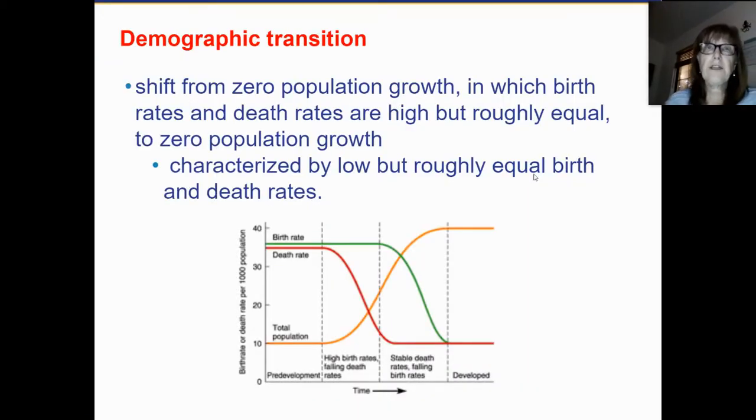So demographic transition is the shift from zero population growth in which birth rates and death rates are high, but they're roughly equal.